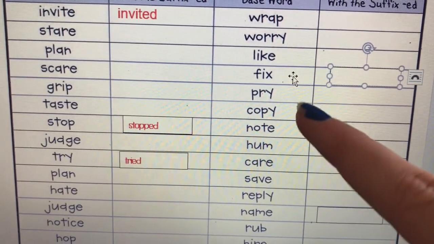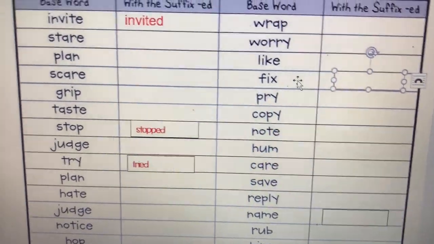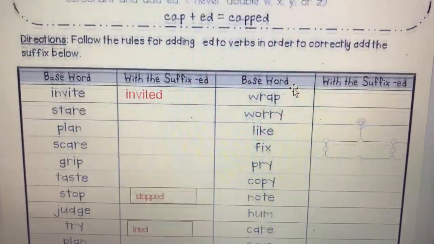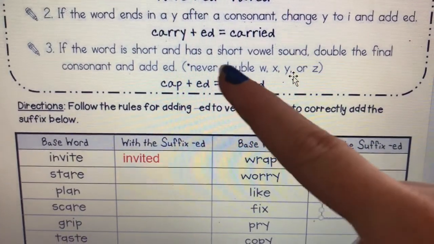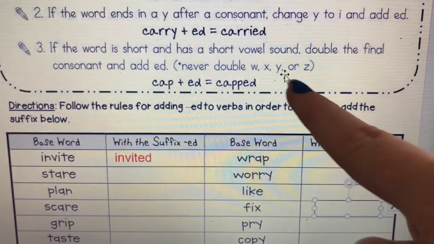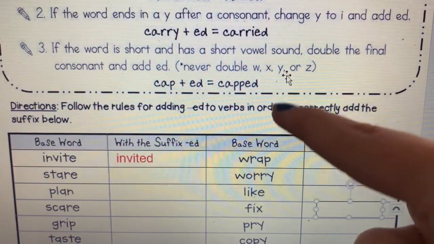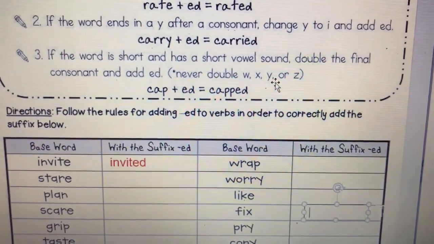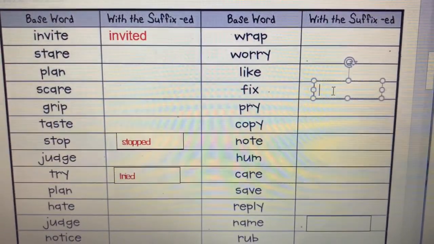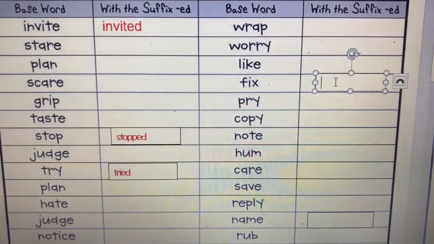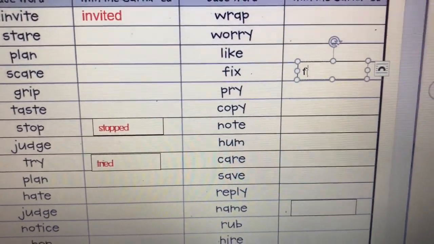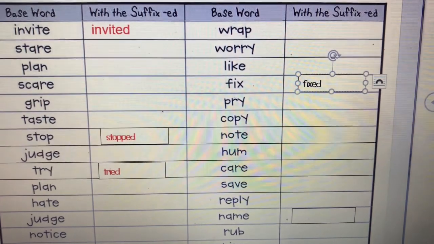All right, let's move up here and look at this word. So now I have the word fix, and fix I noticed ends with an X. And did you guys read this up here? We never double these letters, W, X, Y, or Z. So what we're going to do with a word like fix is we're just going to add ed to the end. So it becomes F-I-X-E-D, fixed.